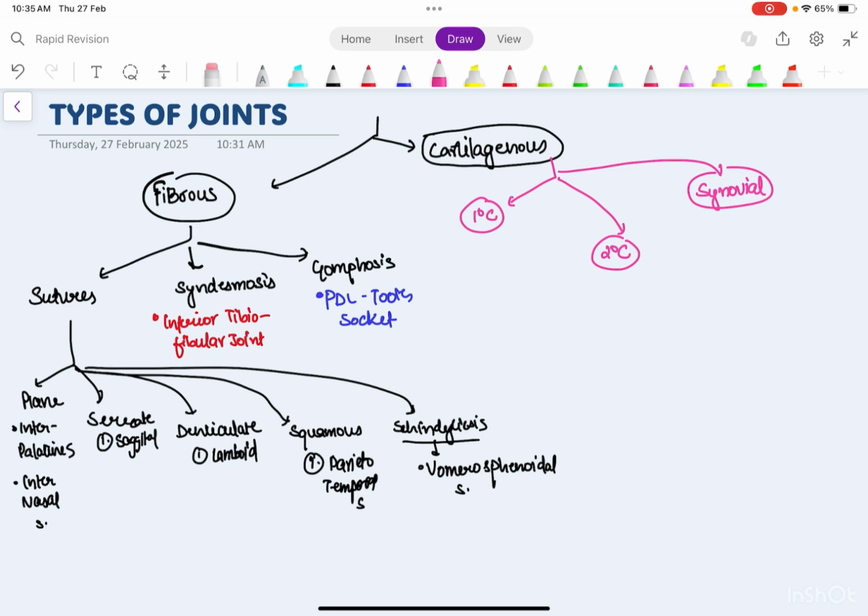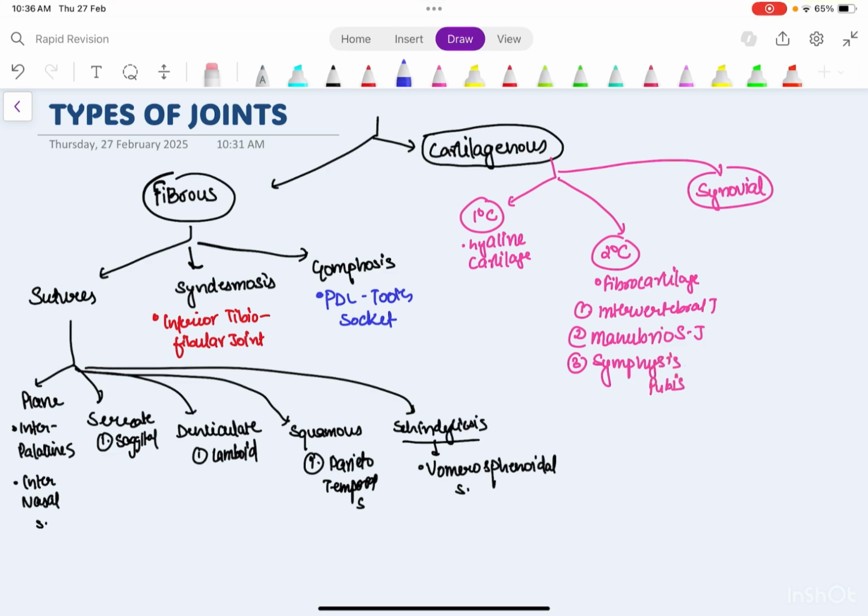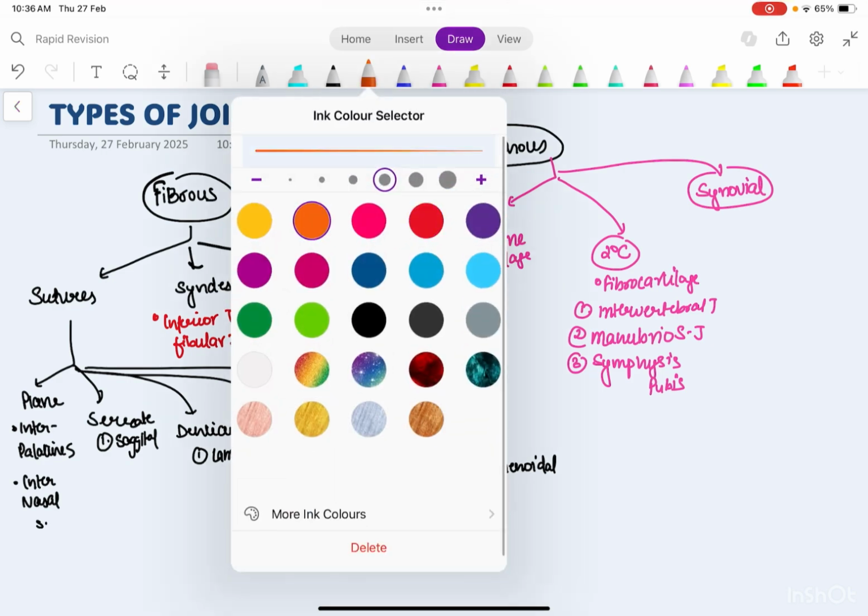Now first of all you should know the difference between primary and secondary. In primary you will have hyaline cartilage, but in secondary you will have fibrous cartilage, so fibrocartilage. First I will write about the secondary ones. In this you have to remember the intervertebral joint, then manubriosternal joint, and symphysis pubis.